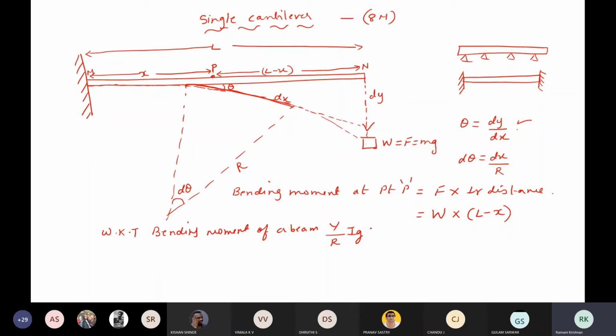So can I write it here? This is equal to this. So Y by R into Ig is equal to W into (L minus X). Take some time to understand this. The bending moment at point P is force into perpendicular distance, the distance from the weight where it is added, and in the previous topic we derived the expression for bending moment. So Y by R into Ig is equal to W (L minus X).